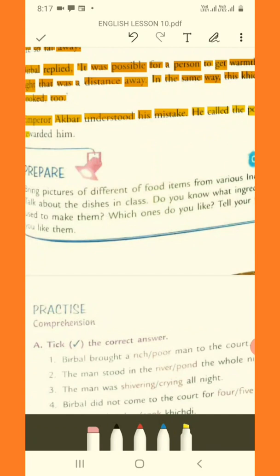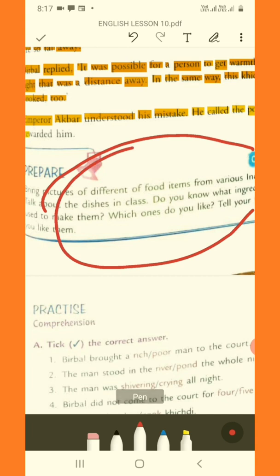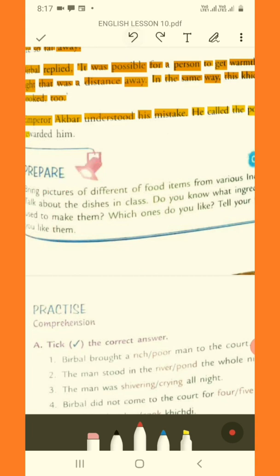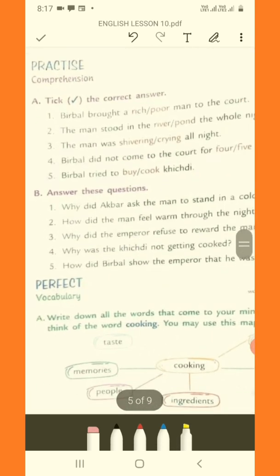Okay. So let's take a look at this preparation section. It's about preparing different pictures of food from different Indian states and talking about them. You can start with your own state and then go to South Indian states, North Indian states, and so on. Okay, so let's start the actual exercise here.